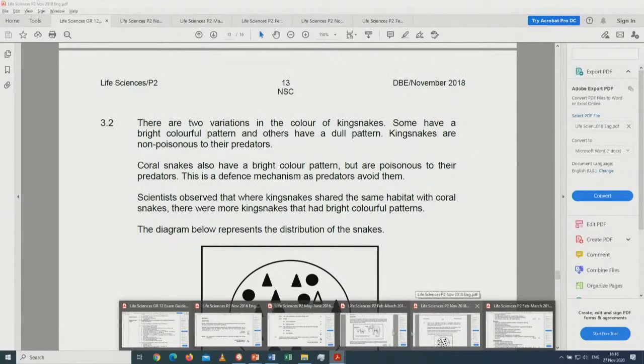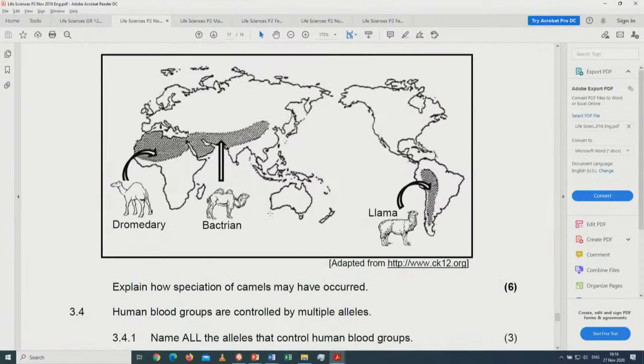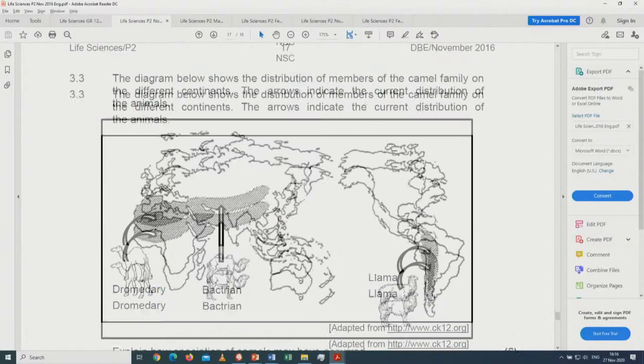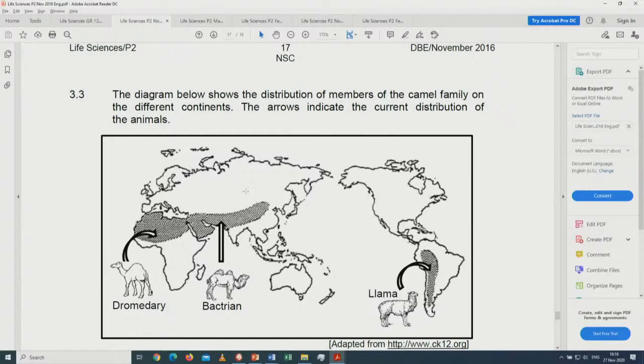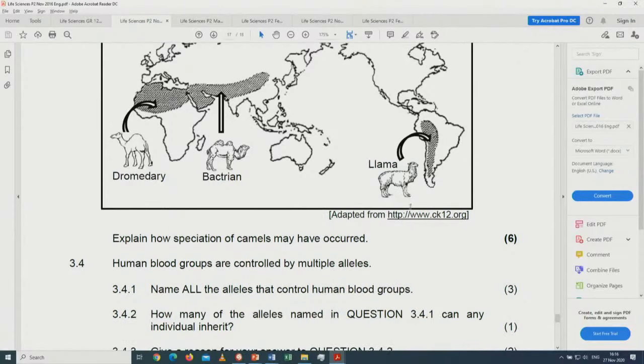If you look at this question here, we have a diagram that shows a family of camels. We have Dromedaries, Bactrian, and a llama. And you know now they are of different species. Even if you were to mate them, they will not be able to produce a fertile offspring. Now this question is specific. Explain how speciation of camels may have occurred.